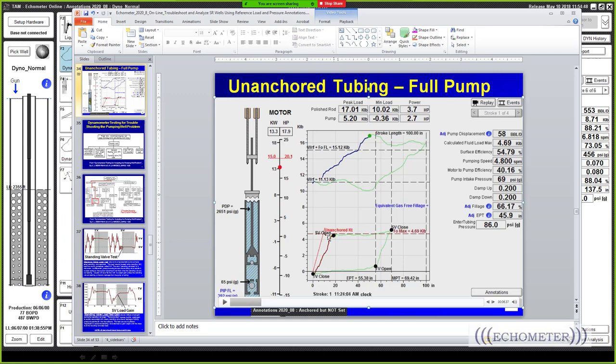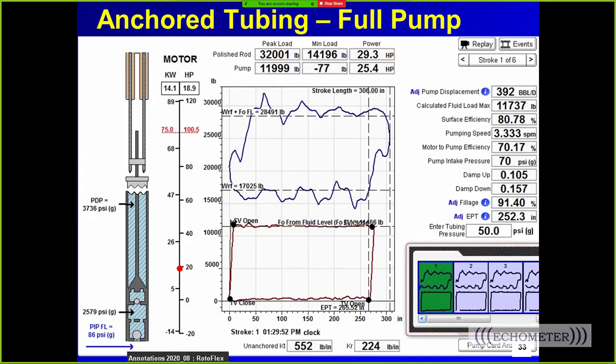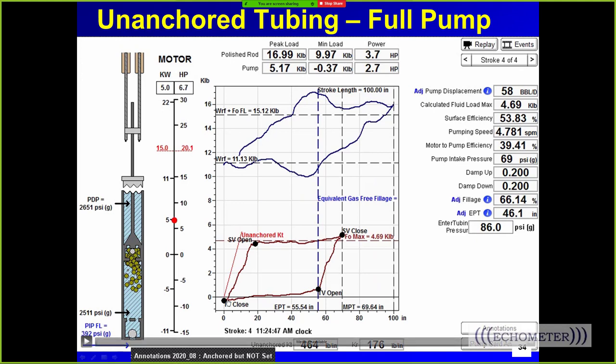Okay, what I want to show you is right there when the standing valve opens. Let me see if I can pop this up to full screen here. Okay, here we are. What I want to show you is that it's moving, and this distance that it moves up is based on this red line. We don't really know the theoretical slippage with the wave equation, other than based on the pump clearances.